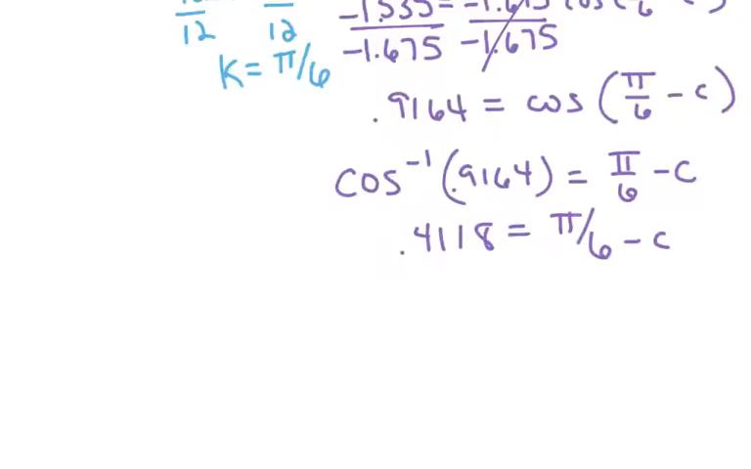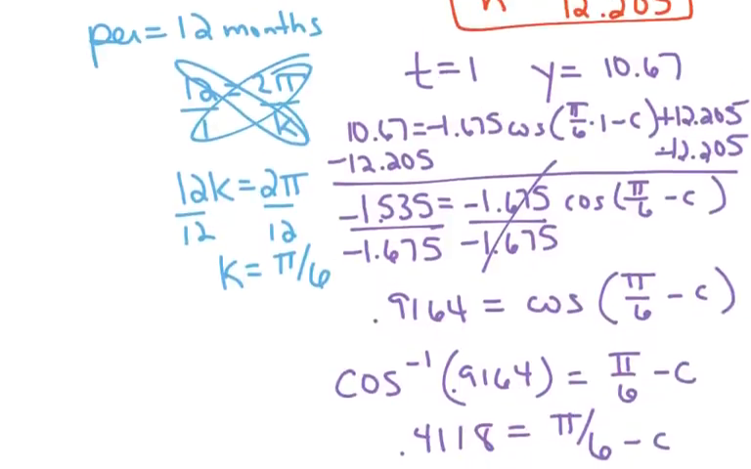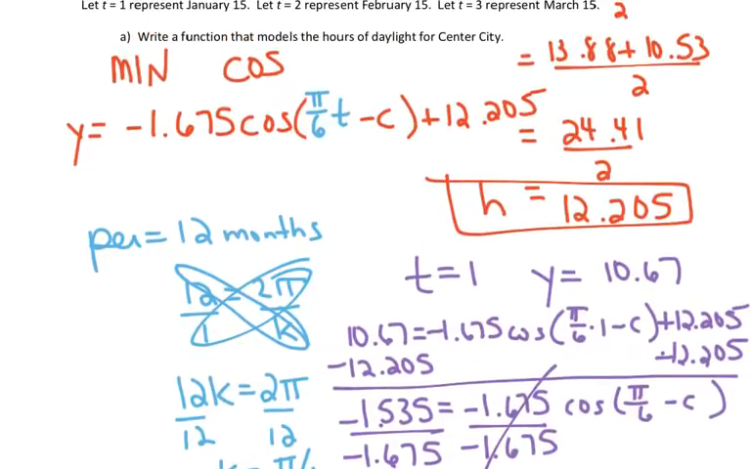And it's okay to work in decimals. So 0.4118 minus pi over 6 is going to give me approximately negative 0.1118, and that's going to equal negative c, and then those negatives end up canceling, and I find out that c is 0.1118. So now we're going to go back up here, and we're going to replace c with 0.1118.